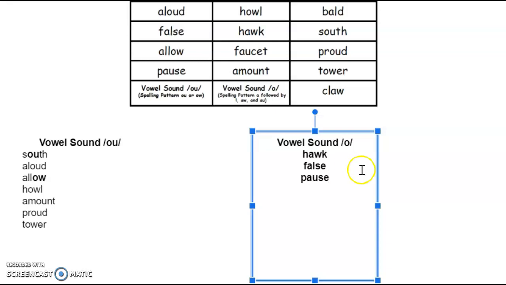Pause. Now, when I'm thinking about the word pause, this is also the word pause. But what's this type of pause? Yeah, it's the paws that are on a dog. This type of pause is when you pause, if you were to pause my video. That's that type of pause.